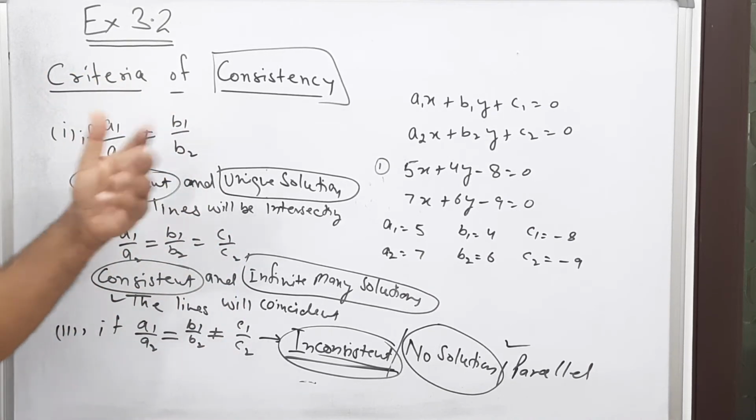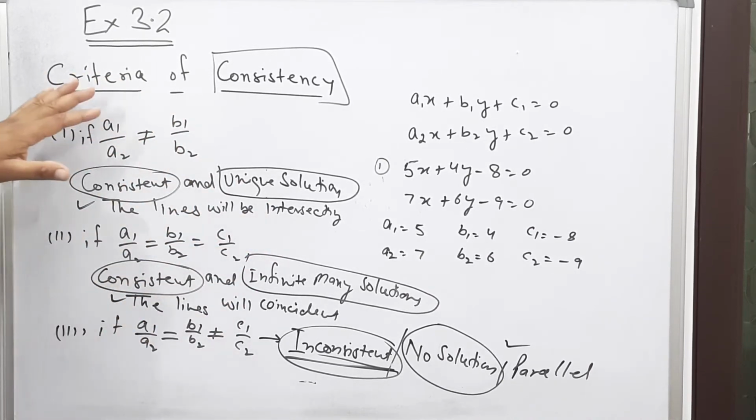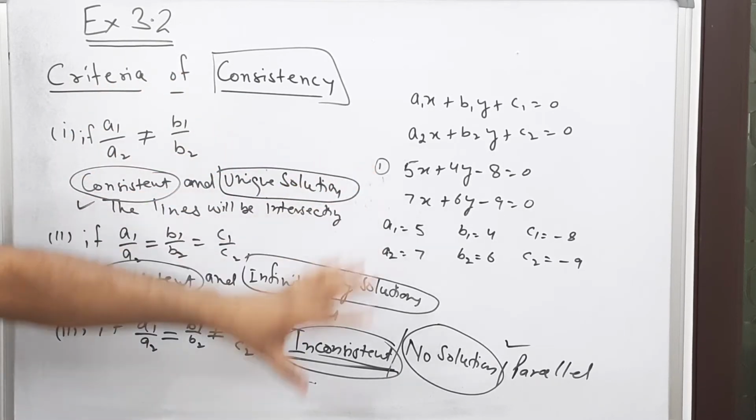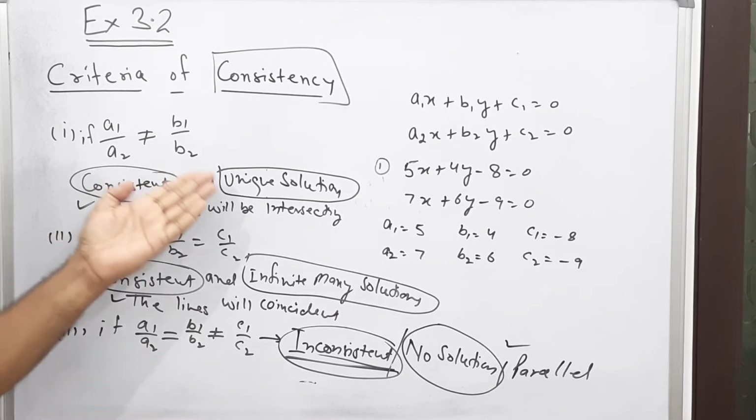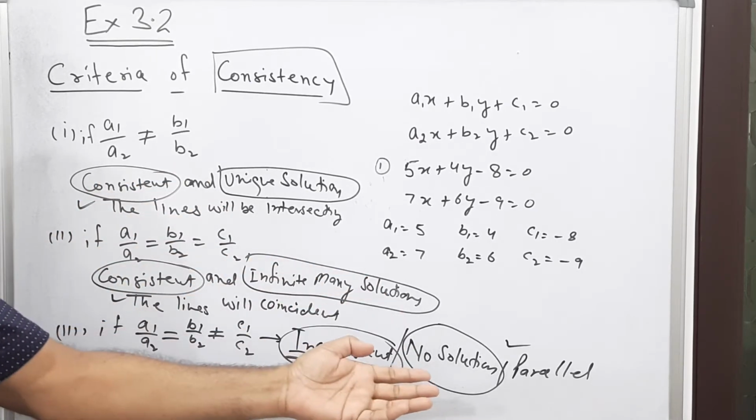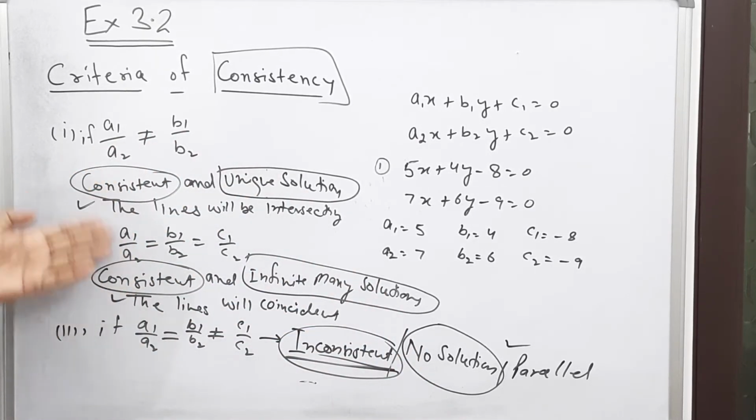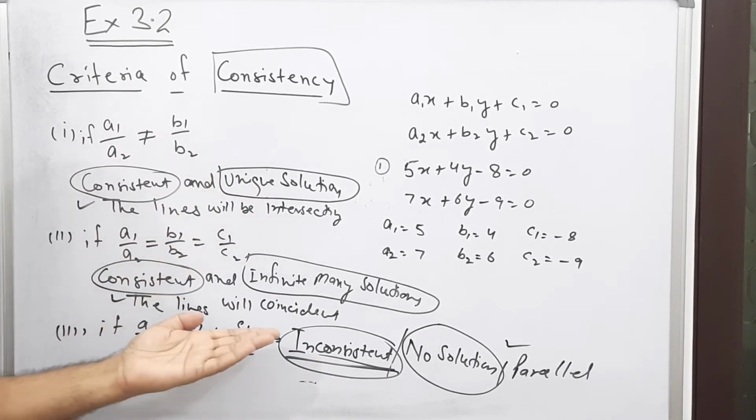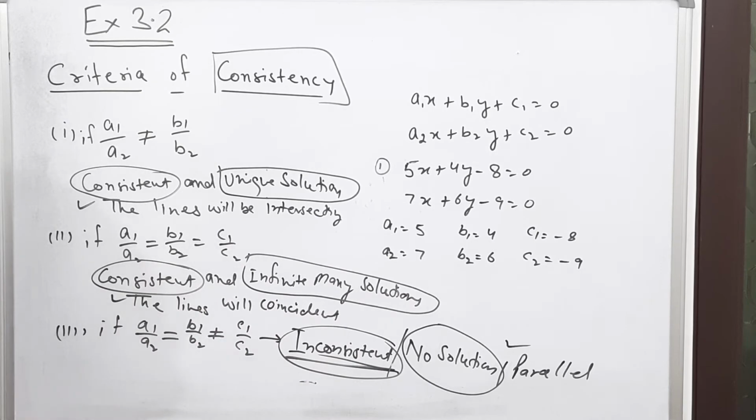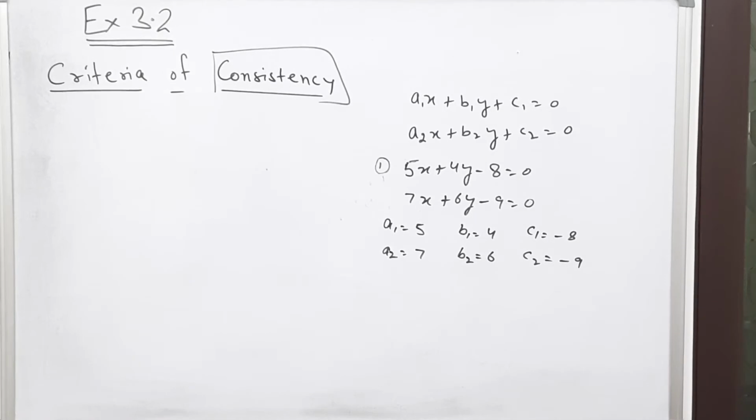So before solving any problem, by using these criteria we can comment on whether it has a unique solution, many solutions or no solution, whether it is consistent or inconsistent, or whether the lines are intersecting, coincident or parallel. That is the important study, and this is the criteria for this part. I am explaining this once more by taking an example. Please see.